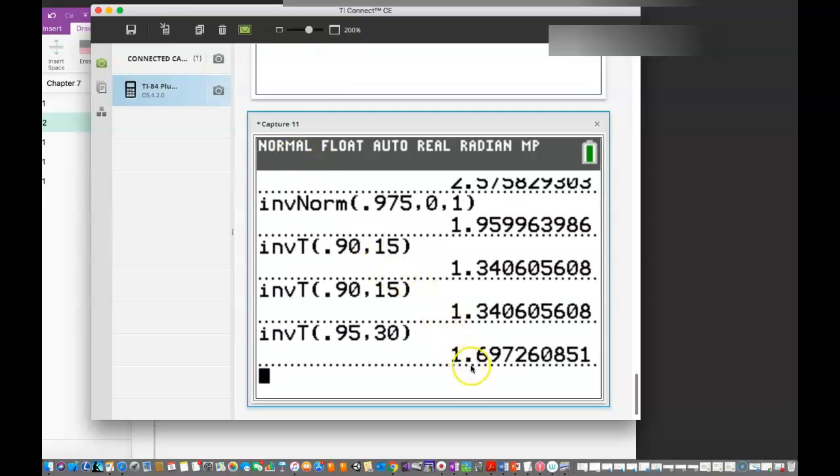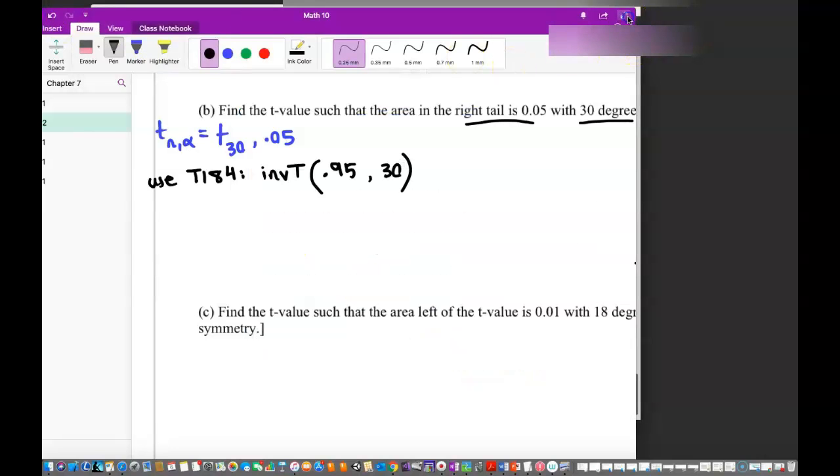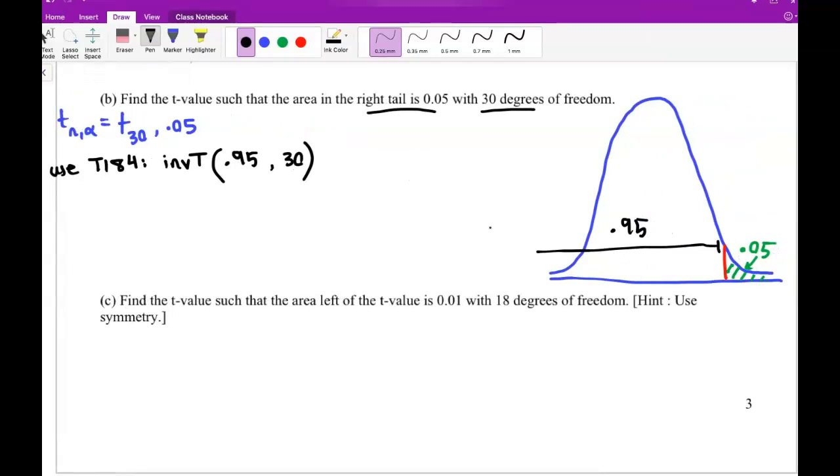Okay, so here the answer is 1.697. So rounding that, the answer is 1.697. So 1.697 is the answer for this part. So that is our t-value.